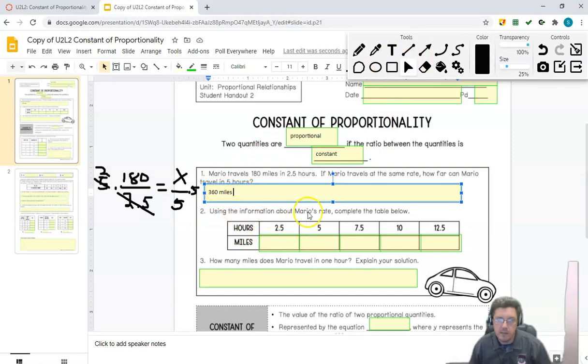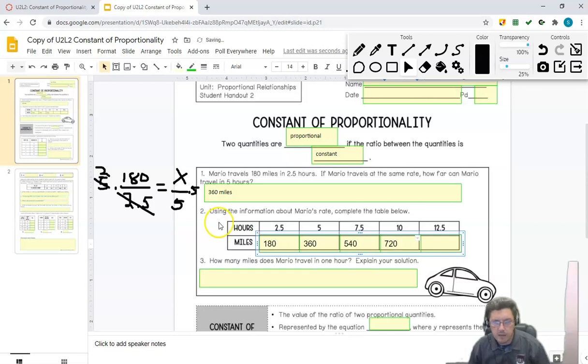So, using the information about Mario's rate, we can complete the table. Alright, so for 2.5, we had 180. For 5, we had 360. If we go up another 2.5 hours, we're going to go up another 180, and that's going to be 540. If we go up again, then that's going to be 720. And we're just adding, every time we add 2.5 here, we're adding 180 here. So we have 900 miles there for 12.5 hours.